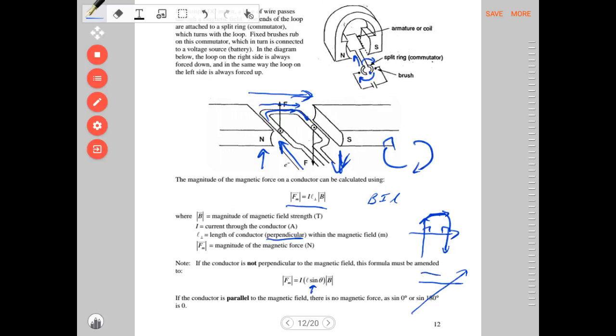You only get no force when you are parallel to the magnetic field. Okay, so anyways, there's that extra sine component for wires that come in at an angle. Remember, you don't really need to know the angle part, but this does explain why a parallel conductor has zero force. If the conductor is parallel, there is no magnetic force, because sine 0 and sine 180 are both 0. So if you are 0 degrees to the field or 180 degrees to the field, it doesn't matter if the electrons are going this way.